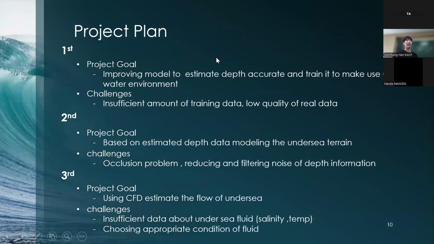Our project plan is to improve a model to estimate depth accurately and train it to work in an underwater environment using our RGB camera. But it has a challenge, a limitation: an insufficient amount of training data and low quality of real data.